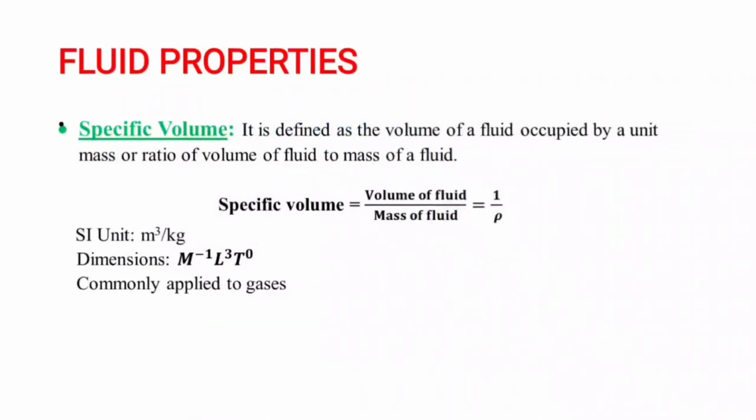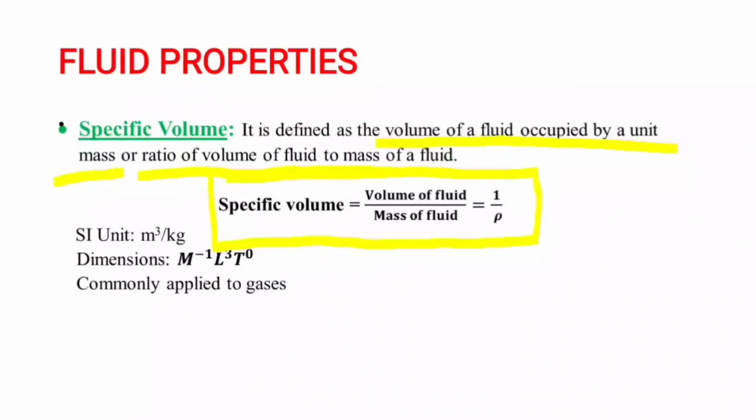The next fluid property is specific volume. It is defined as the ratio of volume of fluid to mass of fluid. The other way of defining it is the volume of fluid occupied by a unit mass. Mathematically, specific volume is equal to volume of fluid by mass of fluid, that is equal to 1 by rho. Specific volume is reciprocal to mass density.